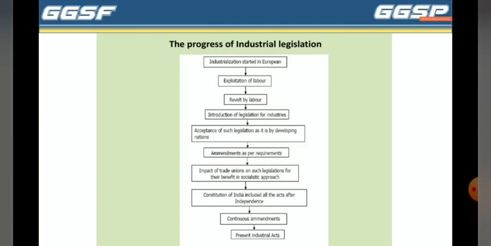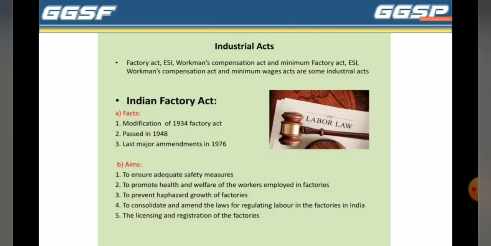The progress of industrial legislation. Industrial acts include the Factory Act, ESI, Workmen's Compensation Act, and Minimum Wages Act. Indian Factory Act facts: modification of the 1934 Factory Act, passed in 1948. Last major amendments in 1976.